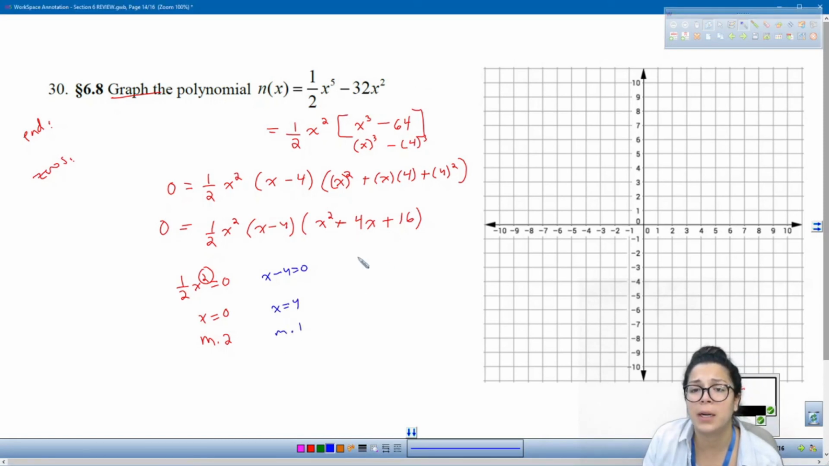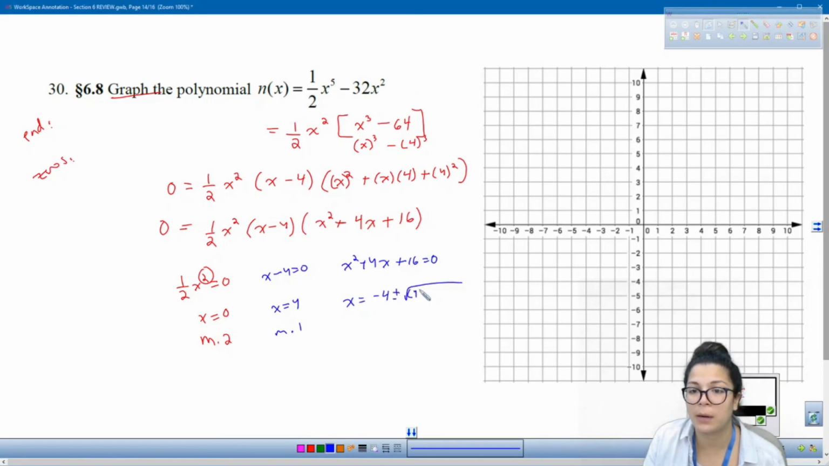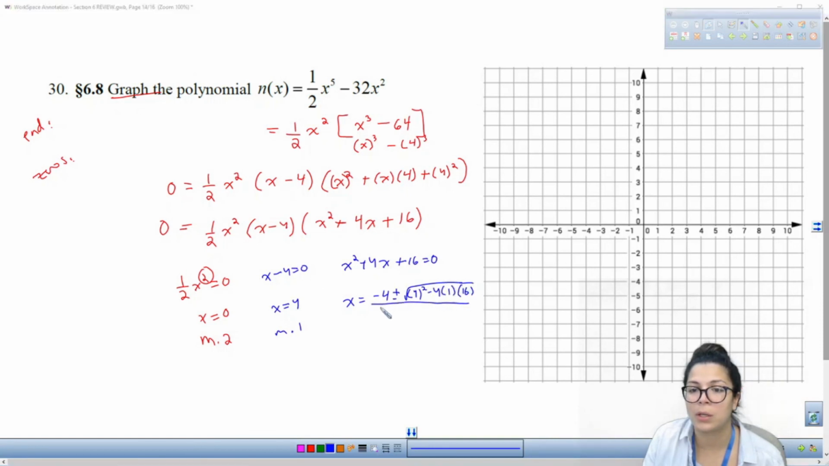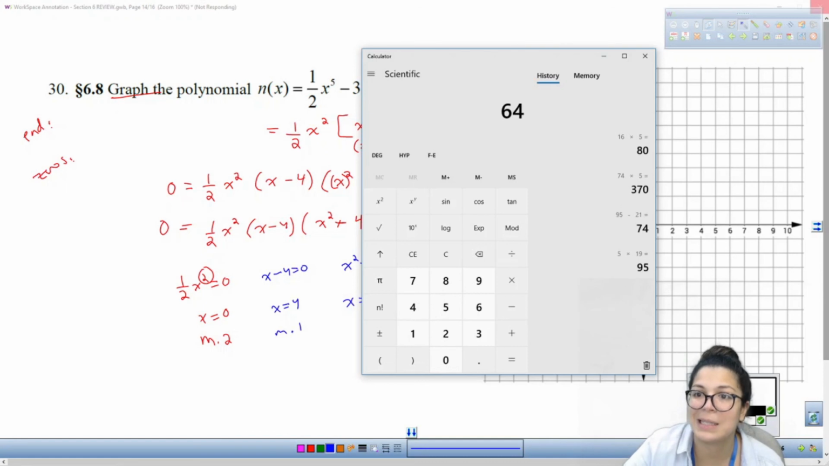And then x squared plus 4x plus 16 equal to 0. Nothing multiplies to 16 and adds to 4. So I will need to use the quadratic formula. So I have x equals negative b plus minus the square root of b squared minus 4 times a times c all over 2 times a. Now, simplify by terms. 4 squared is 16. Negative 4 times 1 times 16 is negative something. Let's figure it out. 4 times 16 is negative 64.